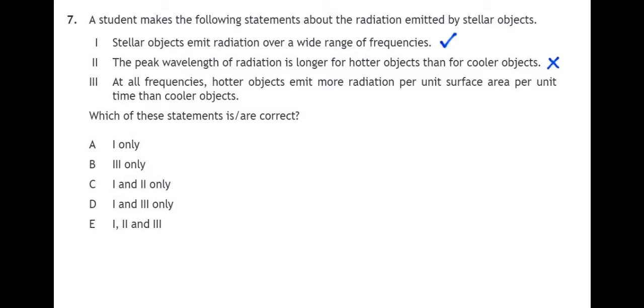So cooler objects tend to be more towards the red end of the spectrum, hotter objects more towards the short wavelength blue end of the spectrum. 3. At all frequencies, hotter objects emit more radiation per unit of surface area per unit of time than cooler objects. That is true. The hotter they are, the more radiation they're going to be giving off. So 1 and 3 are correct. Answer D.